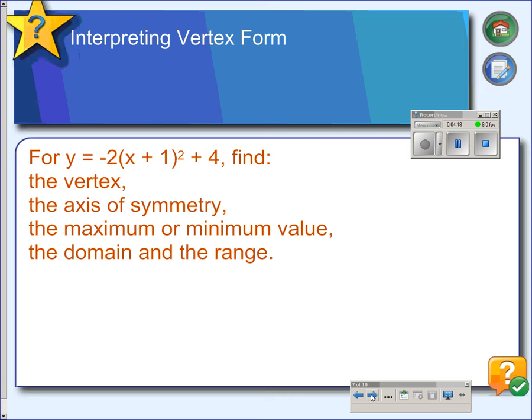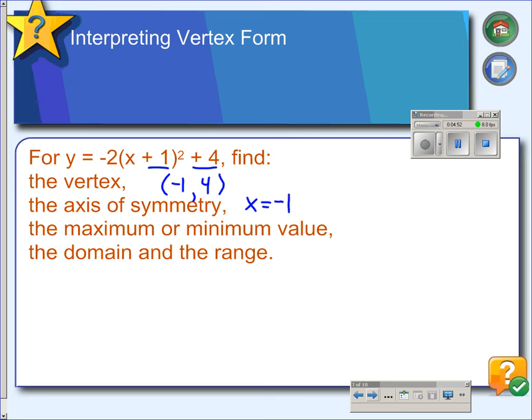Okay, so these are the main things that we should get from a translated function. We should be able to find the vertex. And in this function, we have a transformation that would go left 1 and up 4. So that transformation moves the vertex away from the origin, left 1 and up 4. So the vertex is at negative 1, 4. And the axis of symmetry would run right through the vertex, equal to the x value. So the axis of symmetry is x equals negative 1.